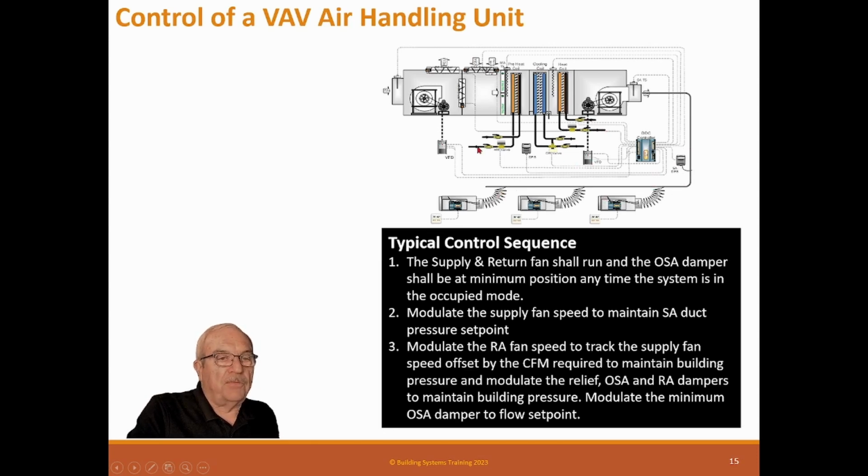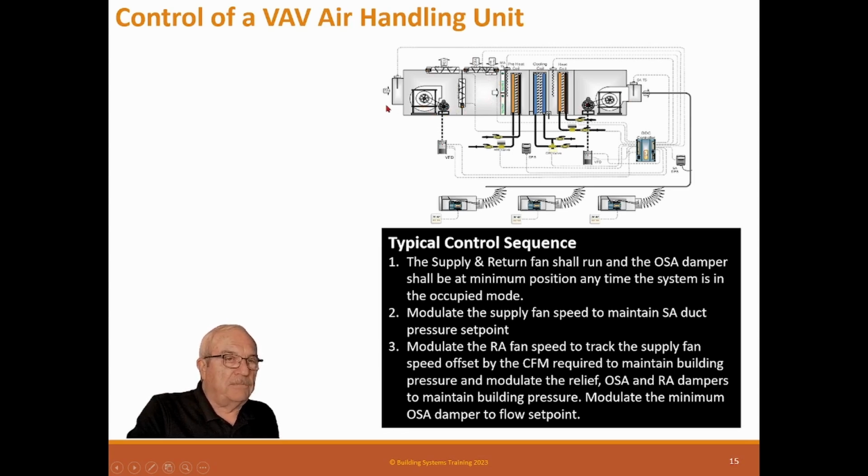Modulate the return fan speed to track the supply fan speed, offset by the CFM required to maintain building pressure, and modulate the relief, outside, and return dampers to maintain building pressure if the minimum doesn't do it by itself. Maintain the minimum outside air damper to flow set point. So basically, this fan speeds up to maintain this duct pressure, and this fan tracks it but by less than whatever our minimum outside air is. So whatever that outside air requirement is, this fan will be lower than it.